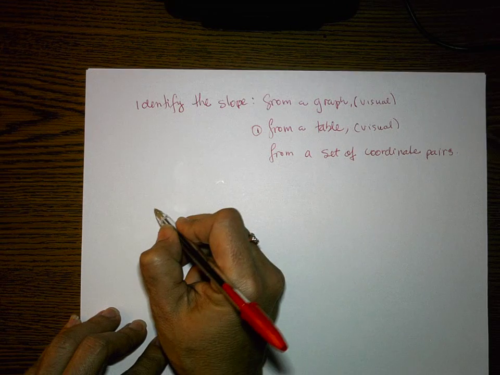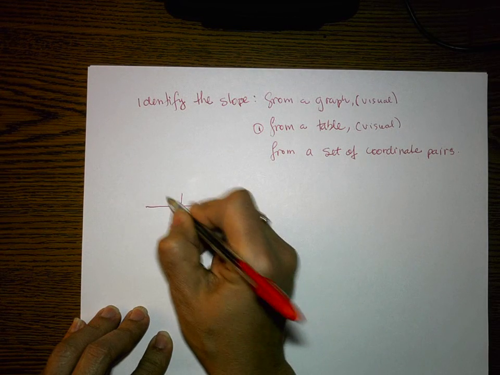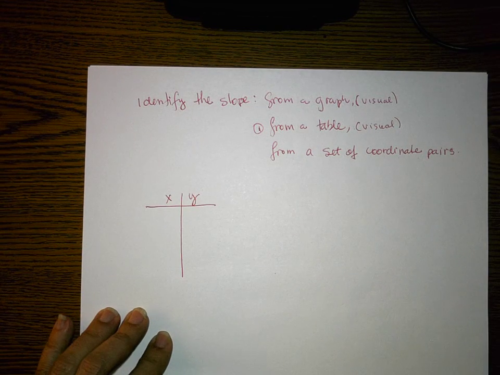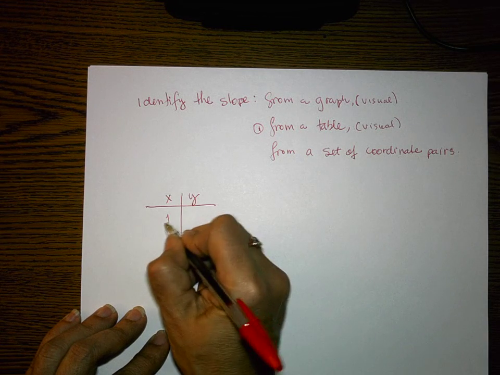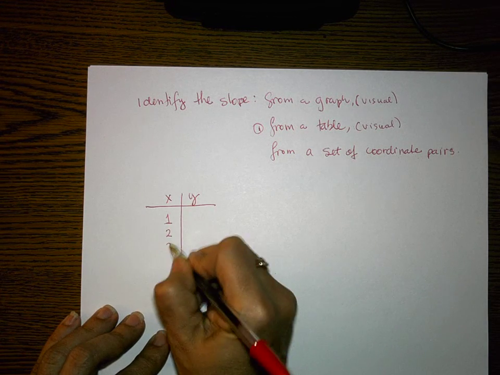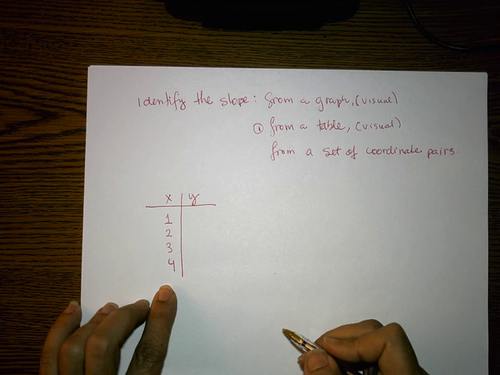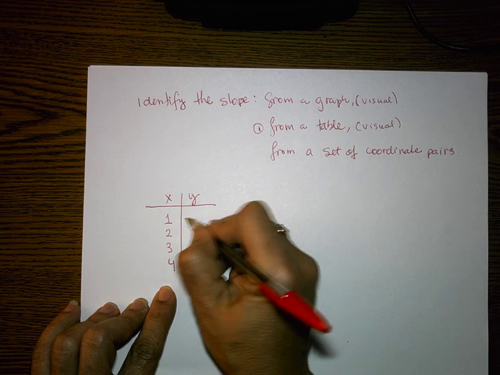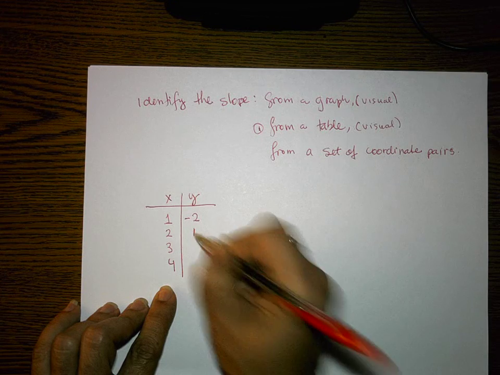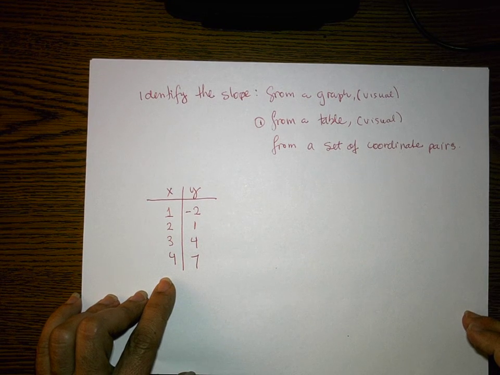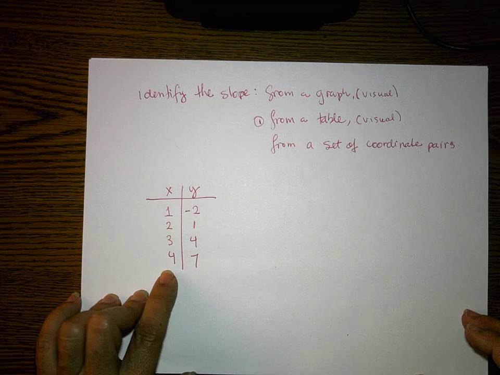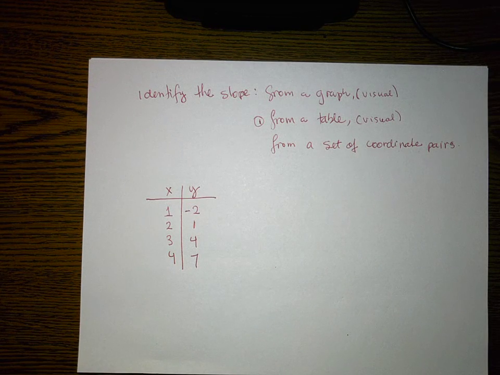So if I have this table right here, x comma y, and go ahead and write the same example as me, okay? So if I have 1, 2, 3, and 4 for x values, and we have -2, 1, 4, and 7. Those are my y values. Here are my x's, here are my y values. Let's see if I can use 2 different colors here.